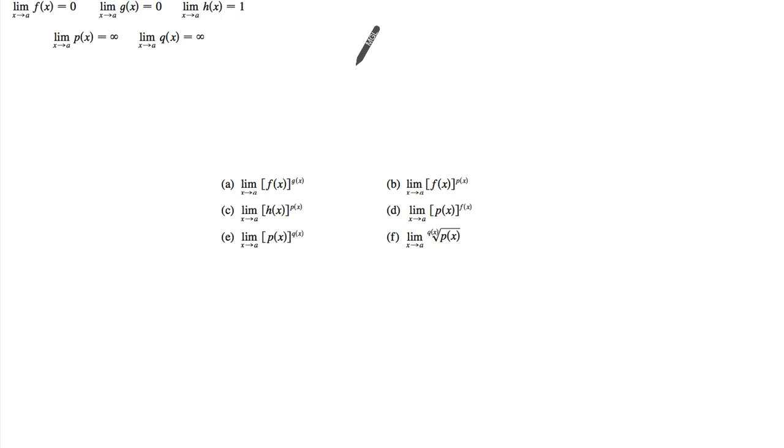Okay, so here, let's think about this. If you have 1 to the infinity, depending on whether it's from the right or left of 1, it's either going to increase or decrease. So this is an indeterminate form, right? Indeterminate form.